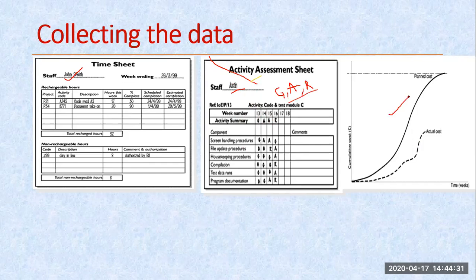And this is the last one, another method, which we call the cost graph. One is the planned graph, another one is the actual graph. So these all are the ways by which the data can be collected.